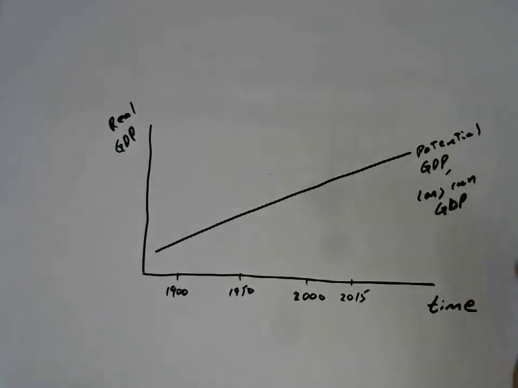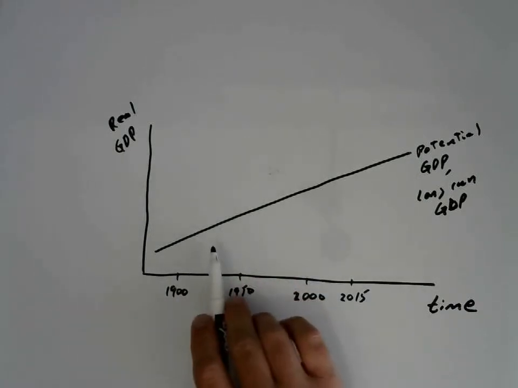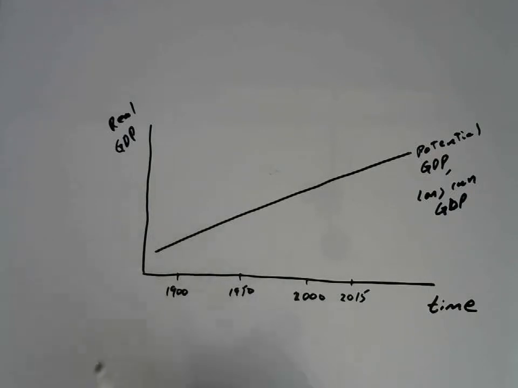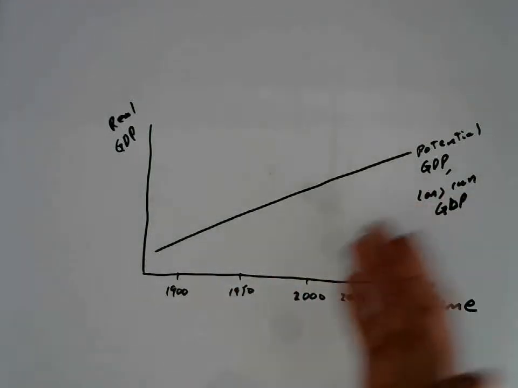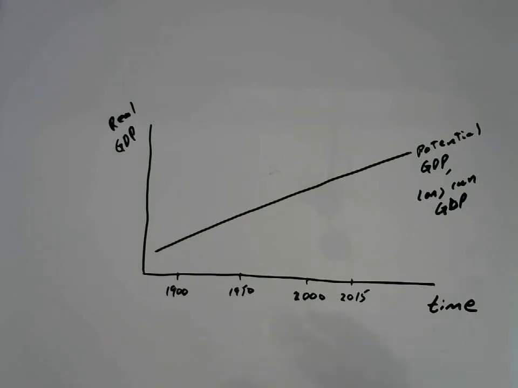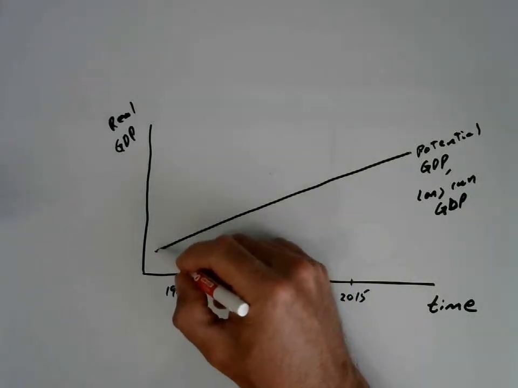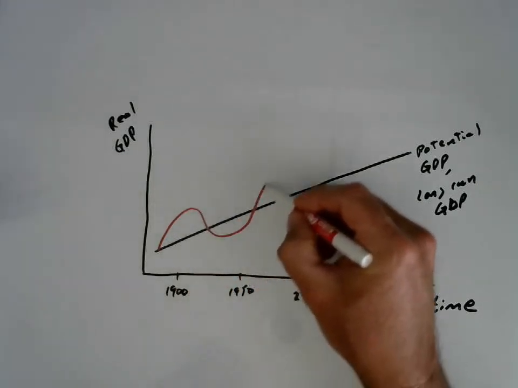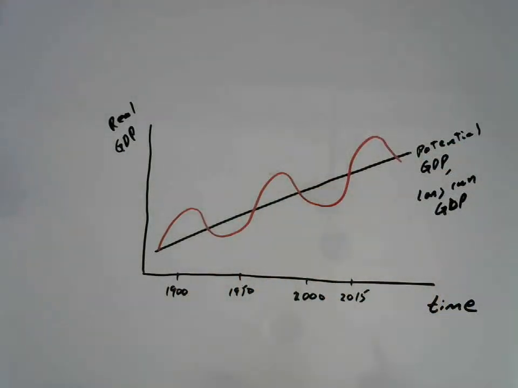Now, the economy, however, even though it follows this sort of long run linear path over time, fluctuates around this path from year to year. And that's what we call the business cycle. And it fluctuates something like this. Okay?